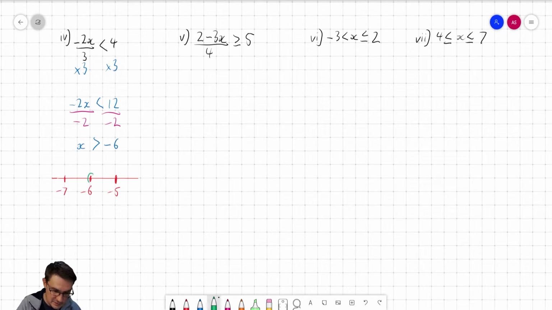And this one is going to be an open circle because it's not including -6, because it's not equal to as well. And we're moving in the right direction there. Okay. The next one, we've got (2 - 3x) over 4 is greater than or equal to 5.